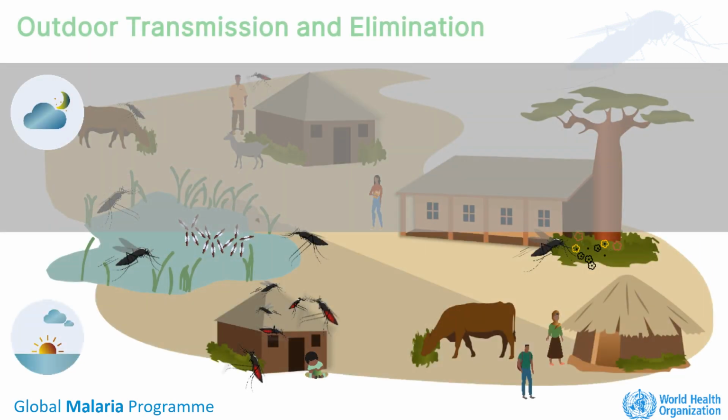Outdoor transmission may become increasingly important as elimination nears because good vector control generally reduces the risk of malaria from indoor biting and indoor resting mosquitoes. But outdoor resting and outdoor biting mosquitoes are less affected by current vector control interventions. While LSM may help to reduce the abundance of outdoor resting and outdoor biting mosquitoes, there are other potential interventions that target outdoor transmission under development and evaluation.